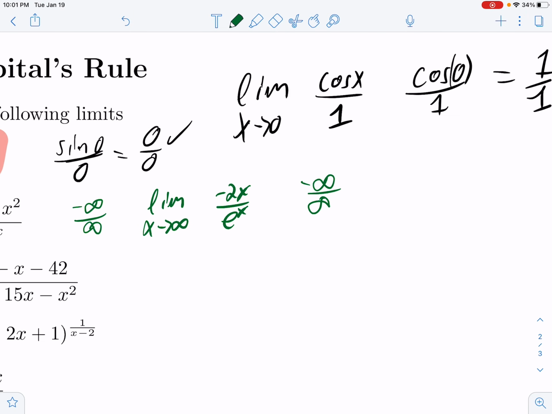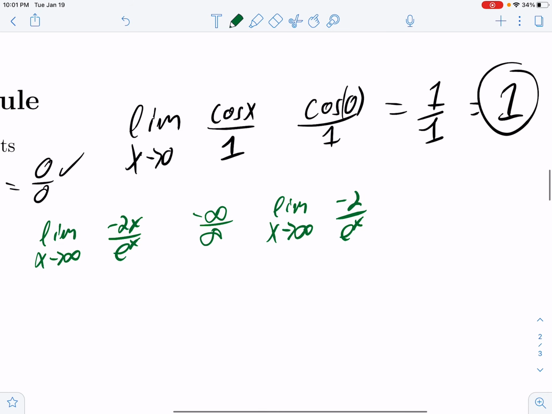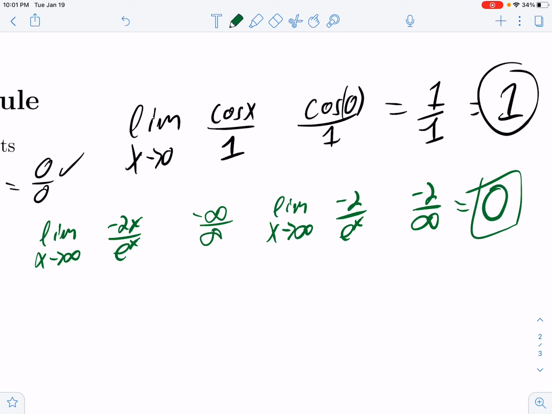So I L'Hopital it again, get the limit as x goes to infinity of minus 2 over e to the x. If I plug in infinity, I get negative 2 over infinity, which is 0. So the limit here is 0. So both of those are fairly easy.